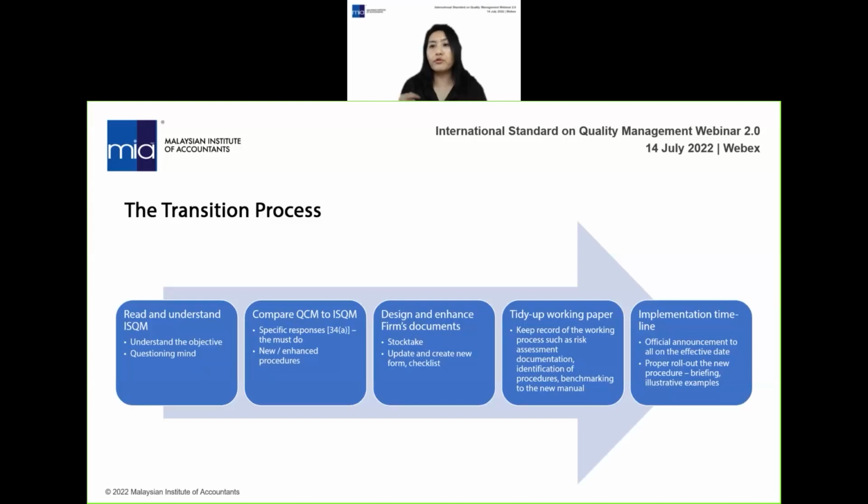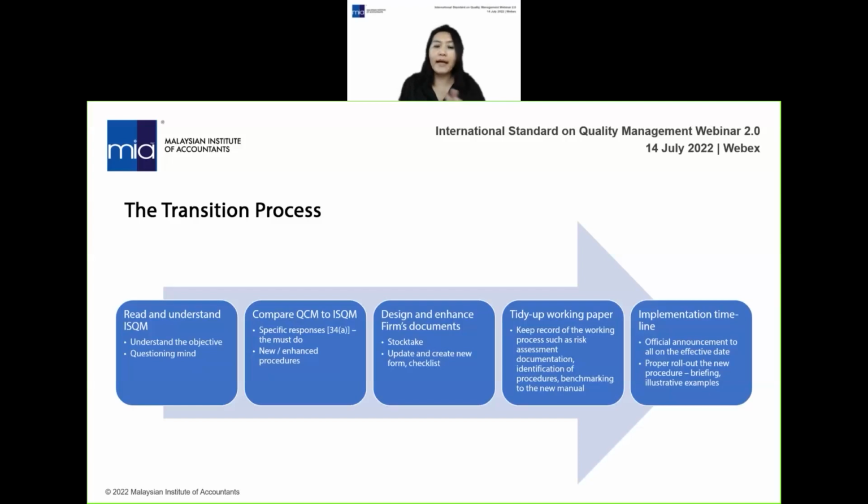Or do you need to design a brand new form or brand new checklist to meet the purpose? So this is where you start to plan what to do and how to do it. A lot of discussion will occur here, because you have to look into the requirements in the ISQM, and also look into what you have. So you decide whether you are to do something new, to create a new form, or combine the forms, or how you can address that issue.